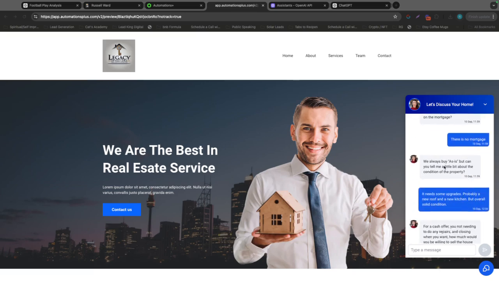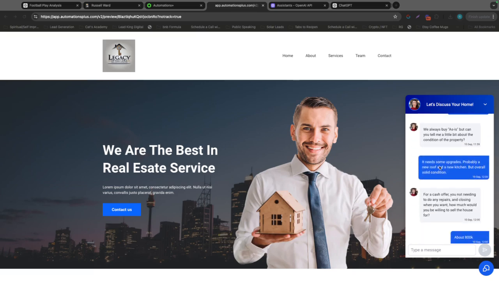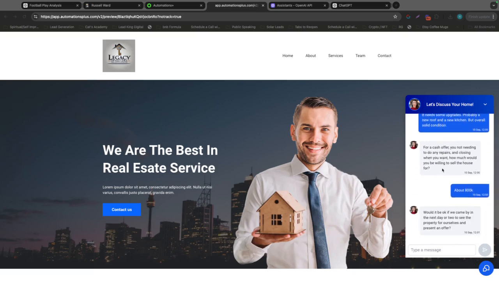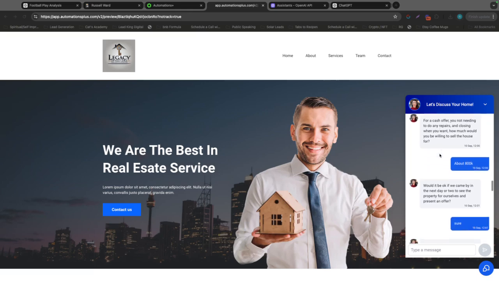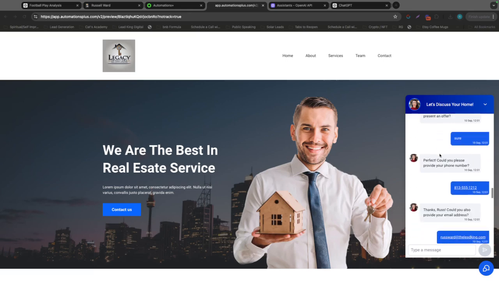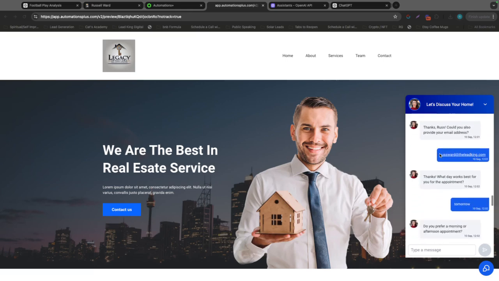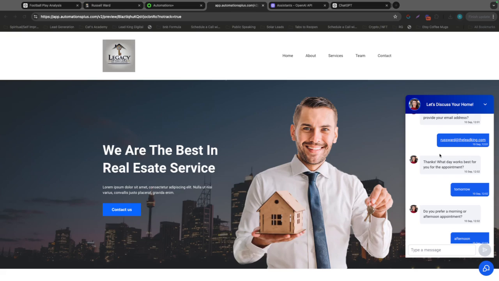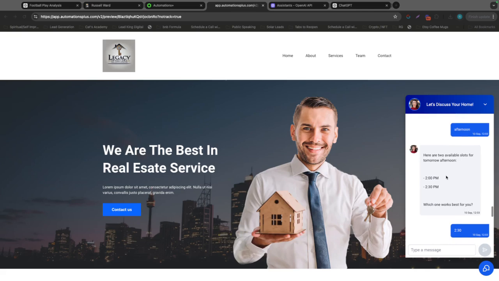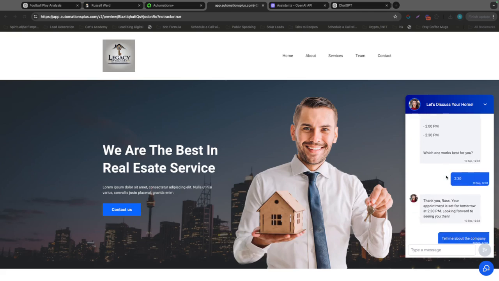It says we always buy as is. Can you tell me more? And I said it needs some upgrades, probably a new roof, but overall solid. For a cash offer, not needing to do any repairs, how much would you be willing to sell it for? And I said 800K again. Would it be okay if we came by in the next couple of days? I said, sure. Asked for my phone number, asked for my email address, and says, what day works best for you? I said, tomorrow. Would you prefer morning or afternoon? I said afternoon, and that gave me two options for afternoon. And then it booked the appointment for me.